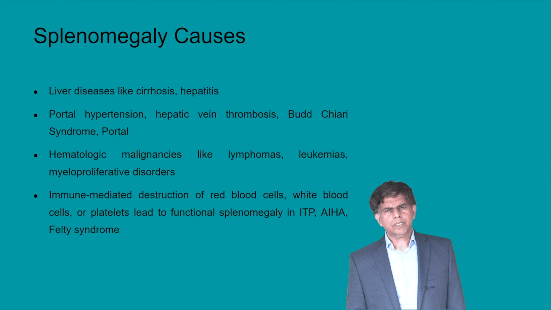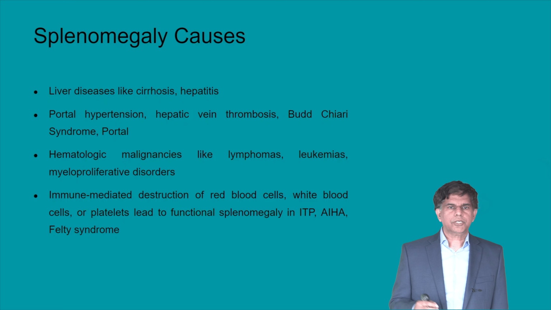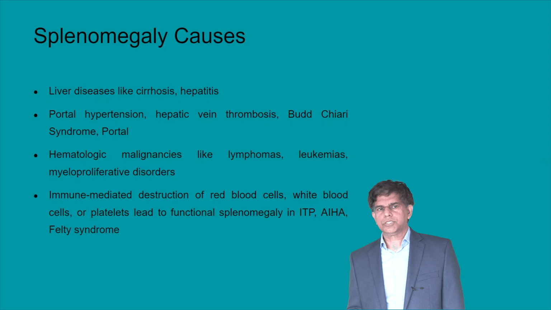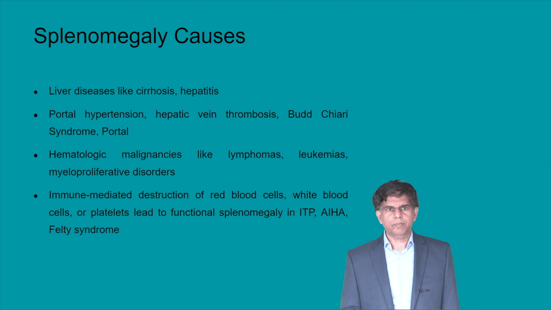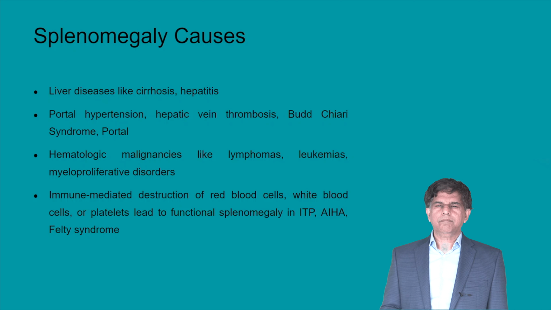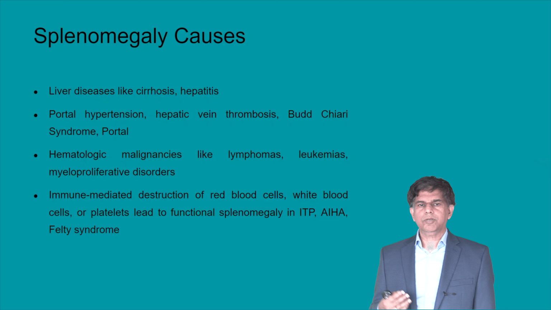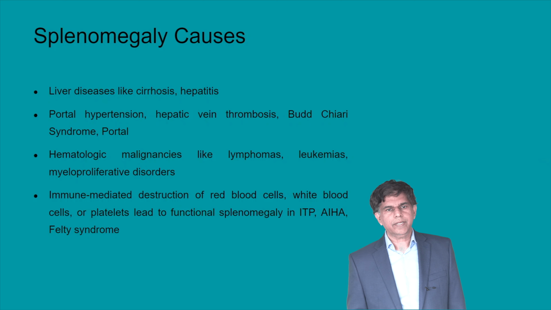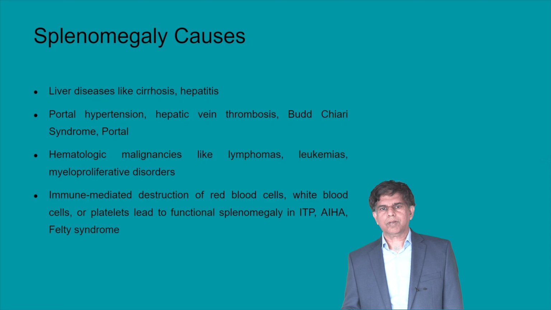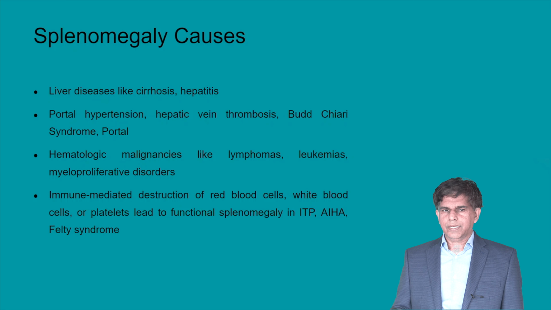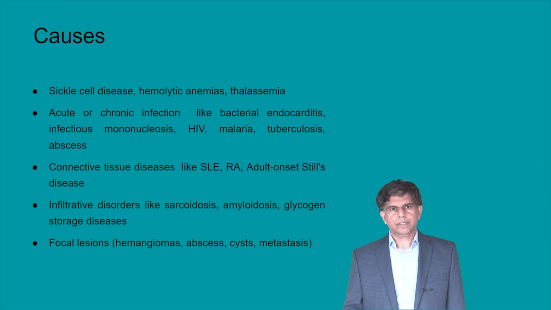And splenomegaly, what are the causes of splenomegaly? You can have liver diseases like cirrhosis and hepatitis. You can have portal hypertension, hepatic vein thrombosis, Budd-Chiari syndrome, and then hematologic malignancies like lymphoma, leukemia, myeloproliferative diseases, right? And then you get immune-mediated destruction of red cells, for example ITP, autoimmune hemolytic anemia, Felty syndrome, and all those kinds of things can cause it.